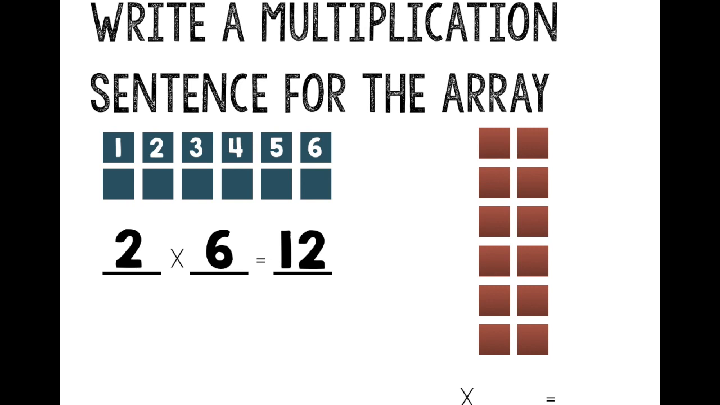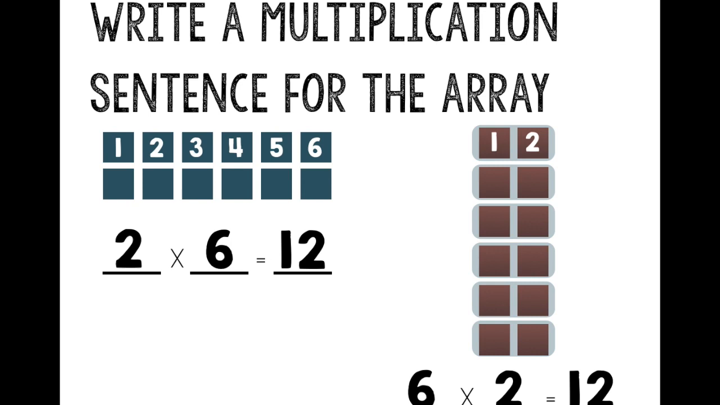If we look at our second array, first we want to count the number of rows. 1, 2, 3, 4, 5, 6. So our first factor is 6. Then we count the number in each row. 1, 2. So our second factor is 2. We take the number of rows multiplied by the number in each row to get our product. We can also skip count by 2's to help us find our product. And we have a product of 12. 6 times 2 equals 12. So my arrays are basically the same, but one of them has 2 rows of 6 and the other one has 6 rows of 2. It's like I turned my array on the side to make a new array.